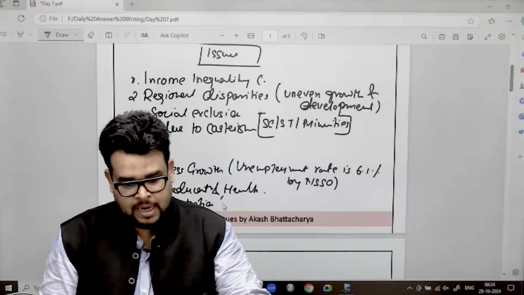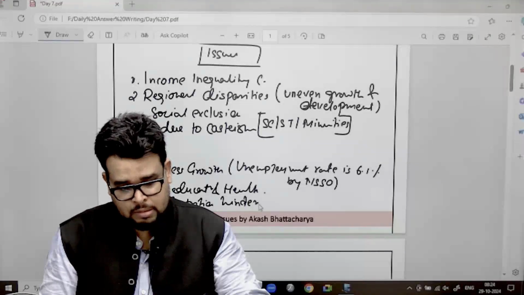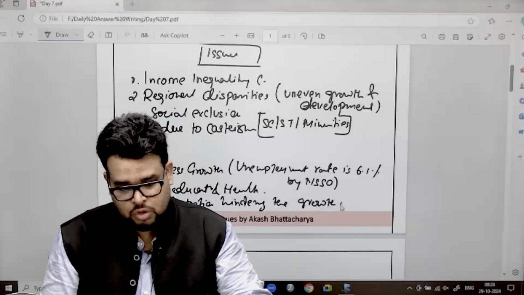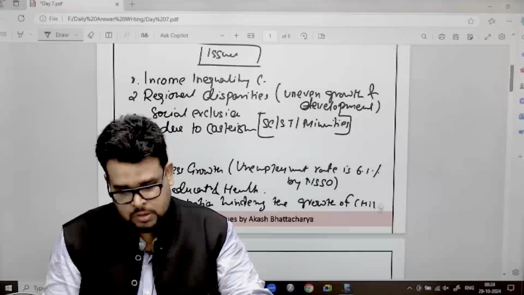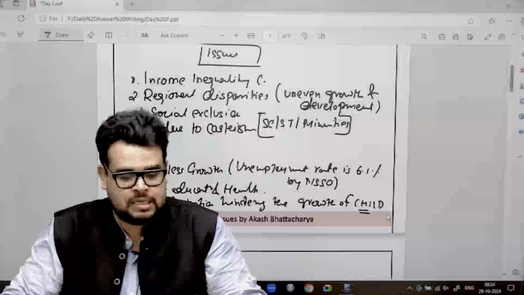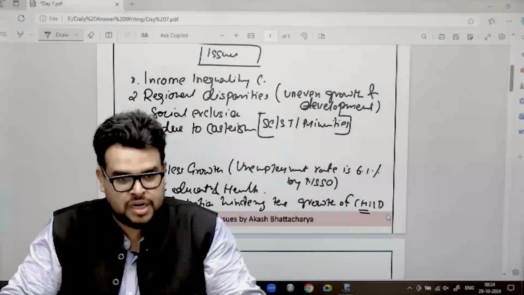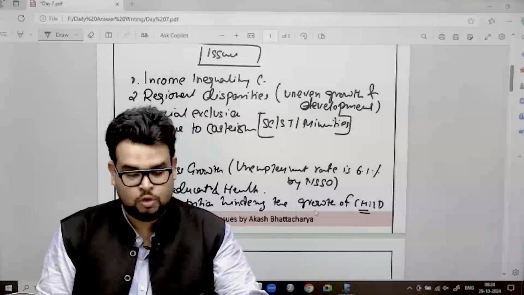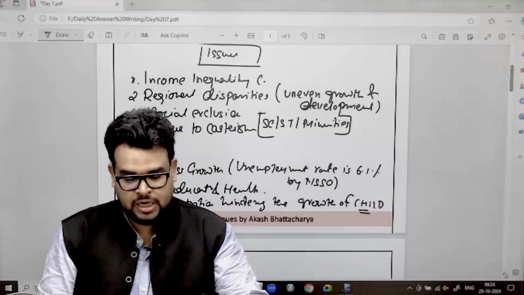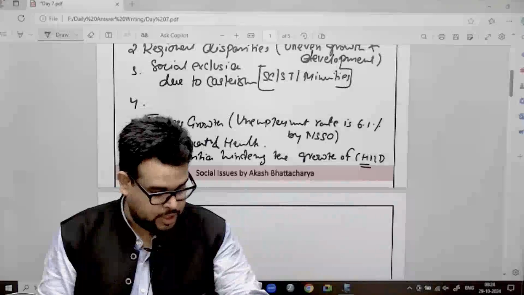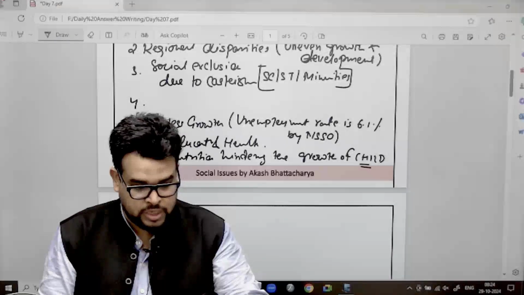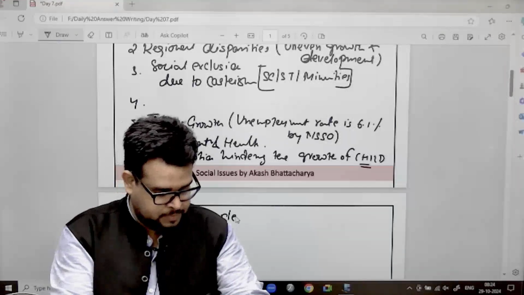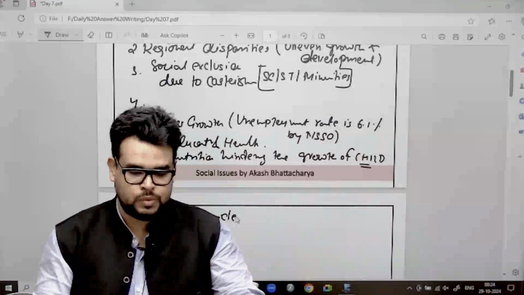Next, you can write malnutrition, hindering the growth of children, because if a child is suffering from malnutrition, obviously stunting, wasting, all these issues will come into picture. Eighth point you can write is digital divide will also get created. This is how your average points will look.